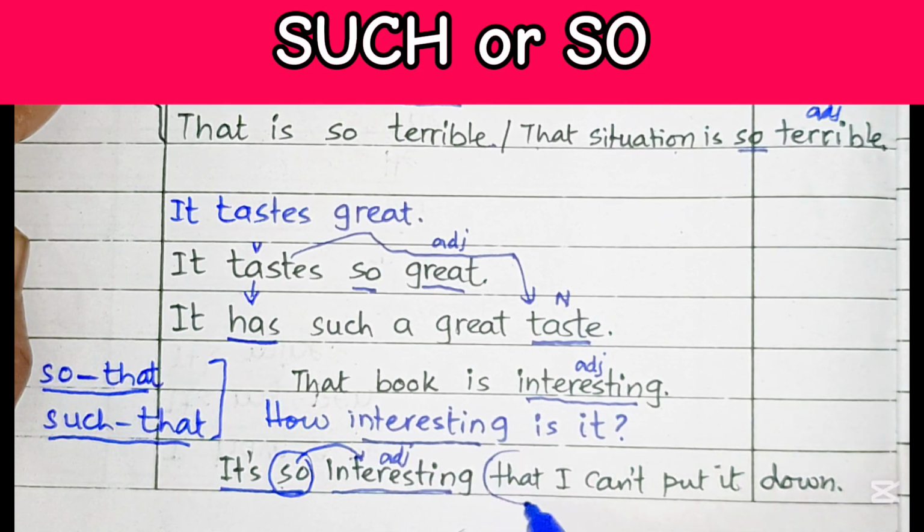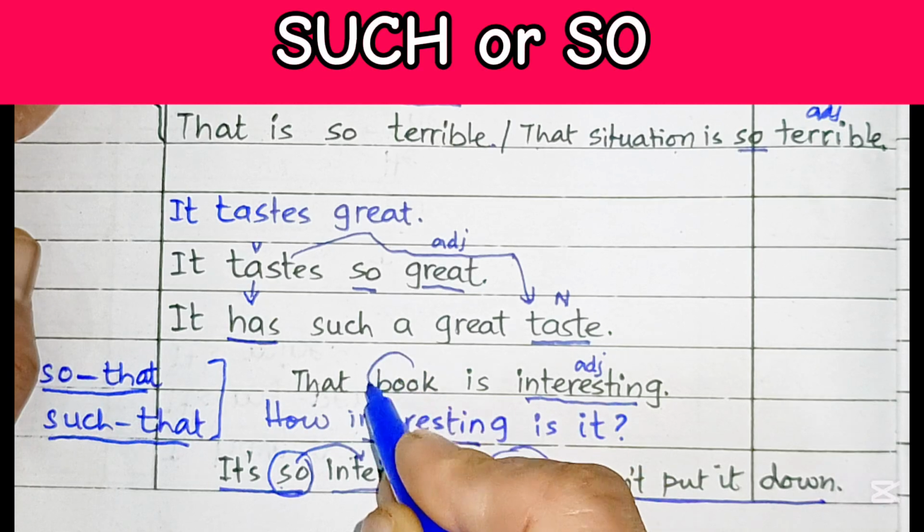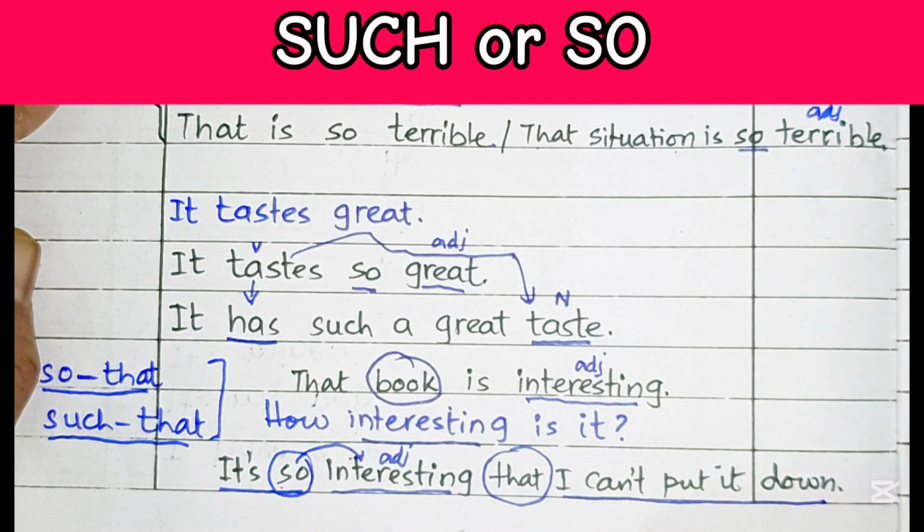So this word "that" is optional, but after this comes a clause: "I can't put it down." So this book is so interesting that I can't put it down. I want to keep reading the book. It means that I want to keep reading the book. That's how interesting it is.